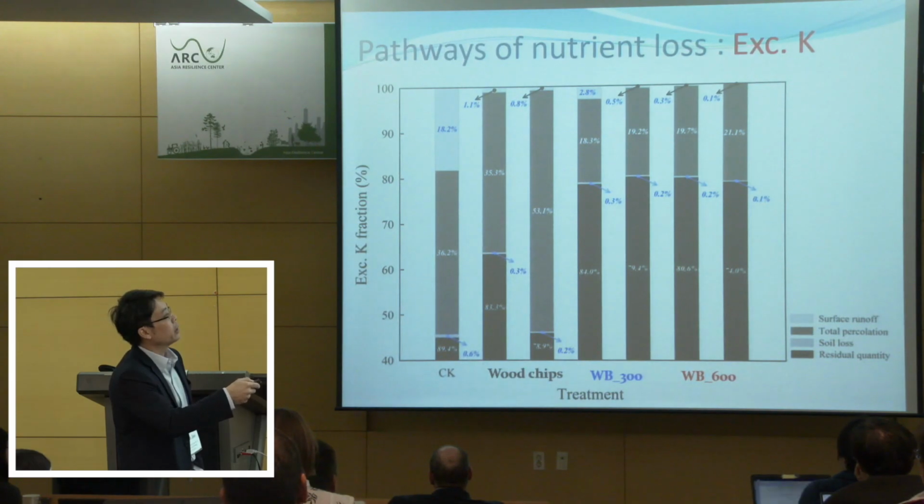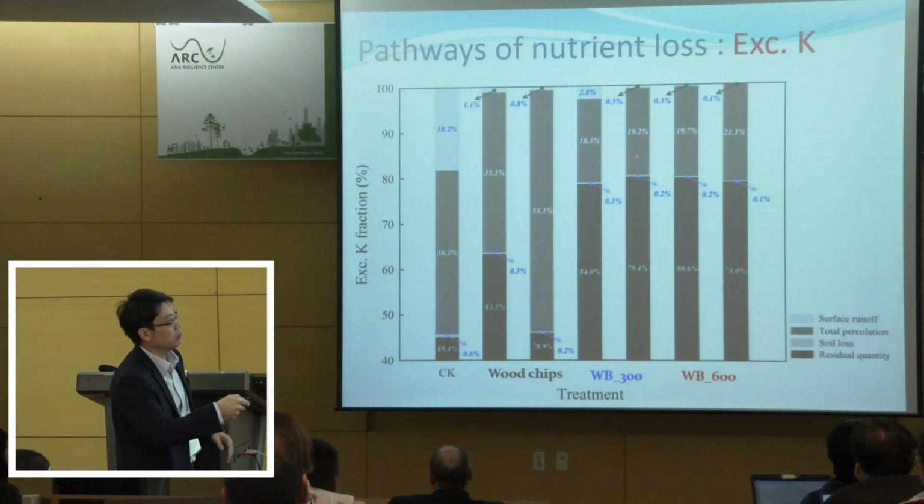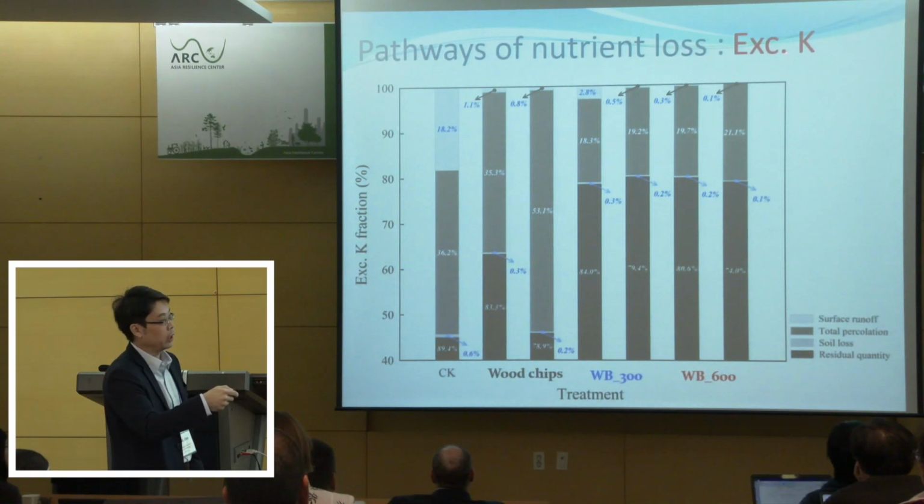Also for the potassium, you can find the runoff pathways decrease, and the leaching pathways also decrease for the exchangeable potassium.